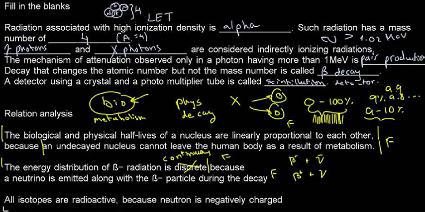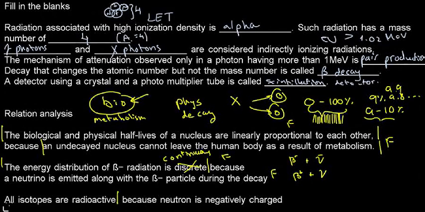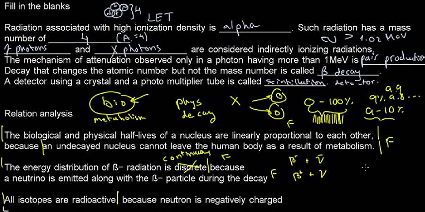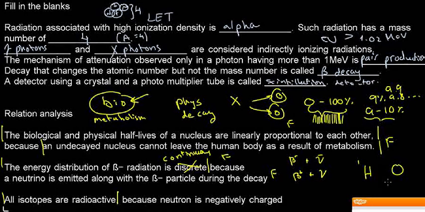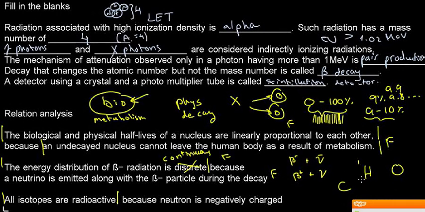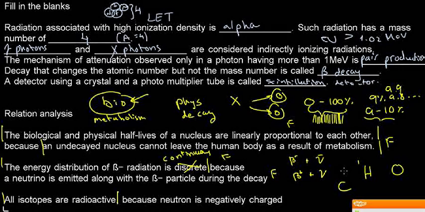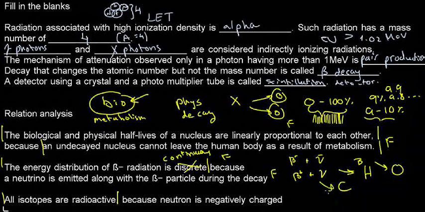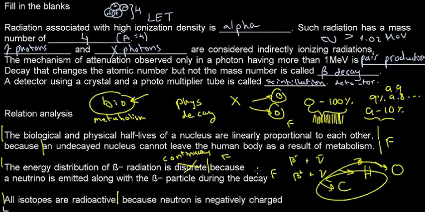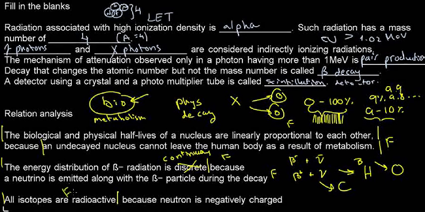Moving on. All isotopes are radioactive. Well, that doesn't make a whole lot of sense. All the isotopes in my body aren't radioactive. We have hydrogen in my body. I have oxygen as well. I have carbon as well. And these are not necessarily radioactive. There is a radioactive isotope of hydrogen, tritium, and there is a radioactive isotope of oxygen and carbon, but that doesn't mean everything is radioactive. So this is false.